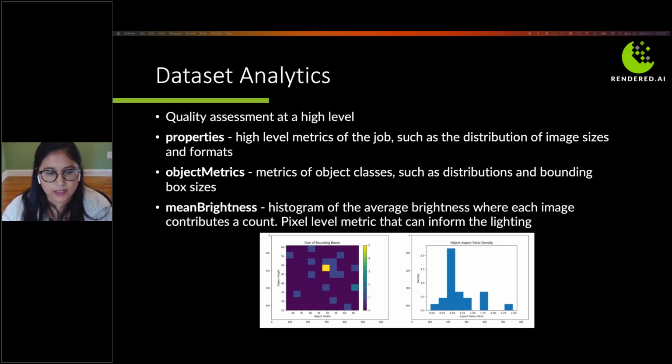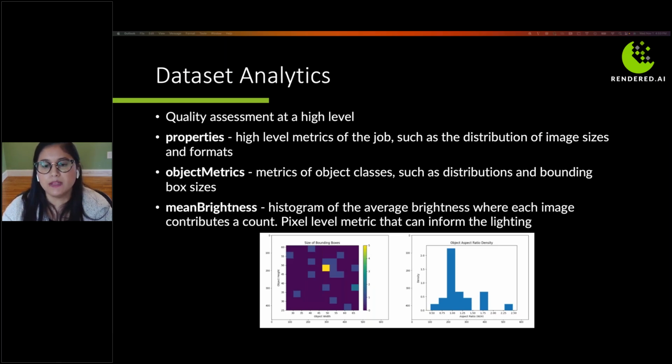And the second one is object metrics, so understanding your metrics of object classes and understanding more distributions of bounding box sizes. So with object metrics, you can understand if you have maybe too many objects of one class or too few objects of another class. You can understand if you have enough variation of sizes of objects in your data.